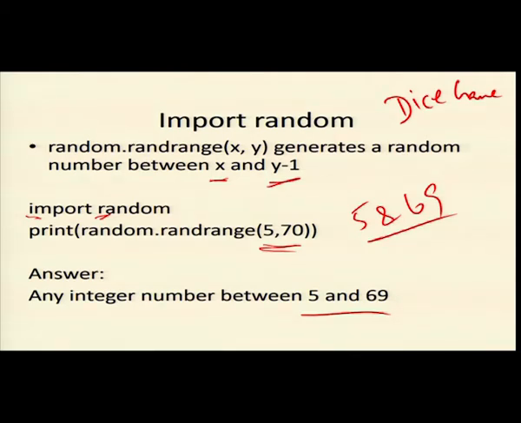So for that what should I do? I need to import random, print random dot randrange 1 comma 7. I should have given it as 1 comma 7. Why? Then only it will print a value between 1 and 6, because it is x to y minus 1. So, this is the functionality of import random.